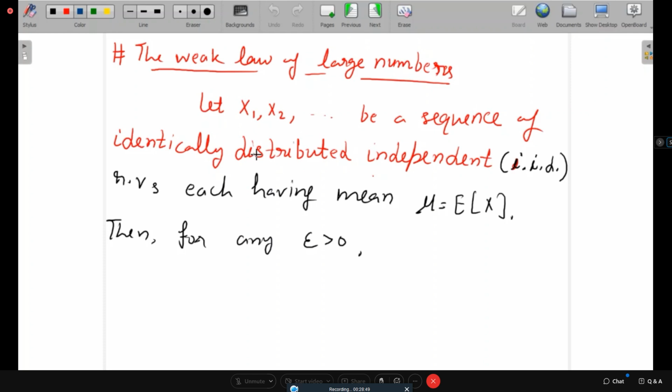And identically distributed means what? All will share the same PDF or PMF: either they are all discrete and they will share the same PMF, or they are continuous and they will share the same PDF. Okay, so let Xi be a sequence of identically distributed independent random variables. In short, you will see its name as IID.